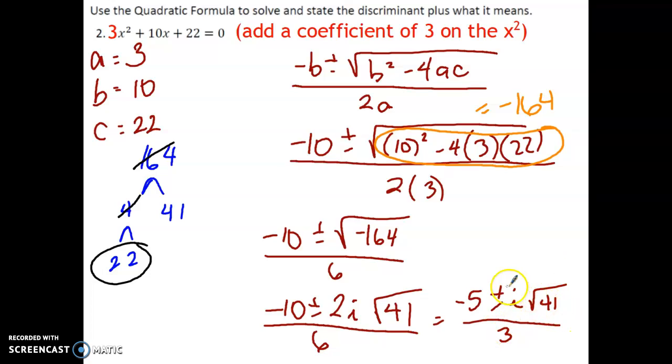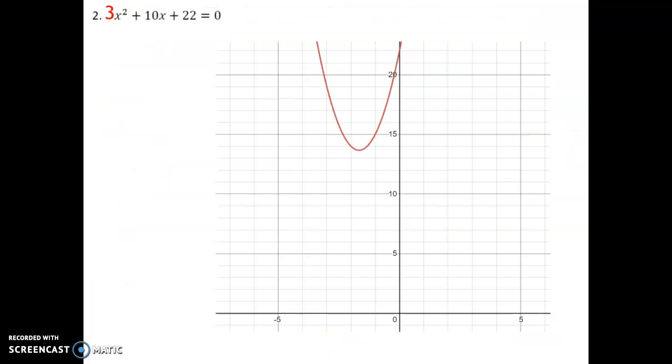So that's my final answer, and you can see that I do have two solutions, negative 5 plus i square root of 41 over 3, and negative 5 minus i square root of 41 over 3, and both of those are complex. Both of those have a real part and an imaginary part, so they are complex numbers. And when I have complex solutions, I cannot graph those on my real axes. So you can see that I do not have any x-intercepts. Here's my parabola up here, and it never crosses the x-axis at all. So when my discriminant value is negative, my two complex solutions tells me that I have no x-intercept.